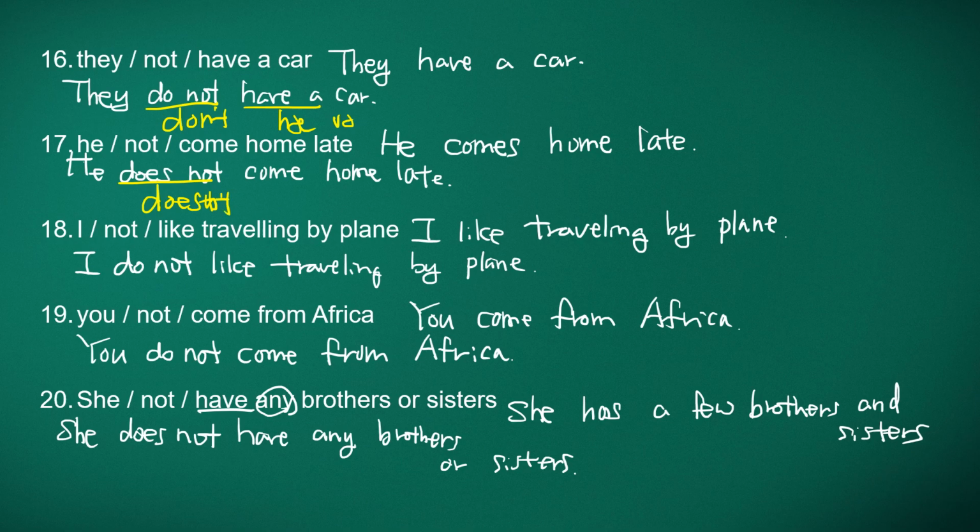Sorry, he doesn't come late. So here, when you read this part, you can say comes home. Comes home, H is silent. You can read it comes home. He comes home late.